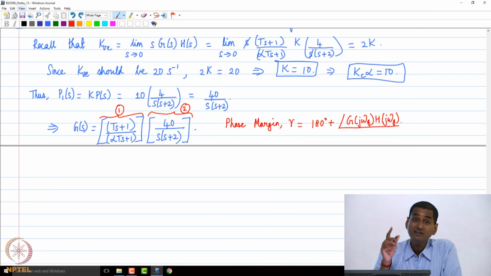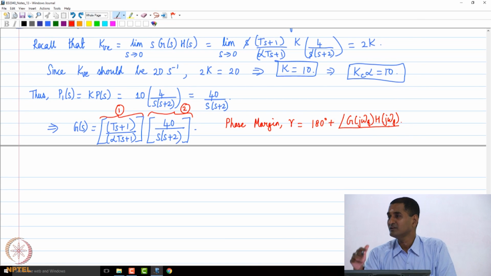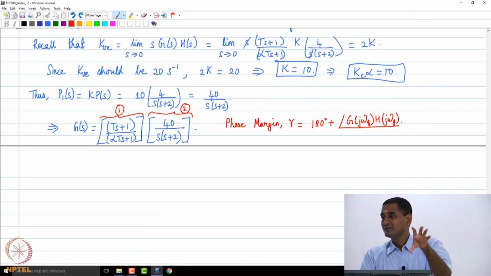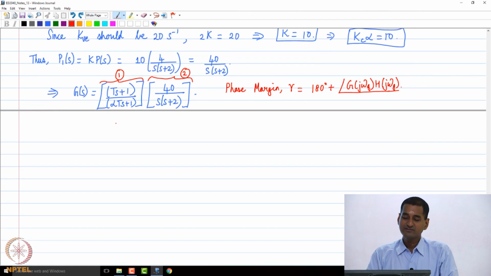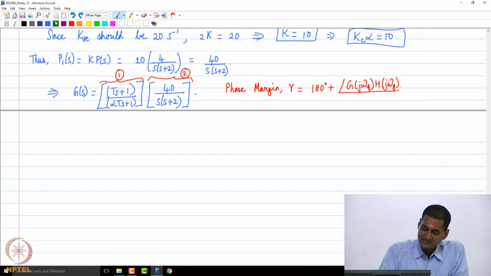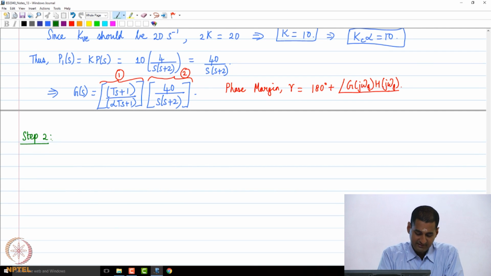If I calculate the phase margin which I will get with just 40 divided by S times (S + 2), I can know how much additional positive phase I need to provide by using the first factor (Ts + 1) divided by (alpha Ts + 1), because we know that when we have a product of two transfer functions, the net phase is going to be the sum of the two individual blocks. We already know that. So the second step is to essentially do this and find alpha.